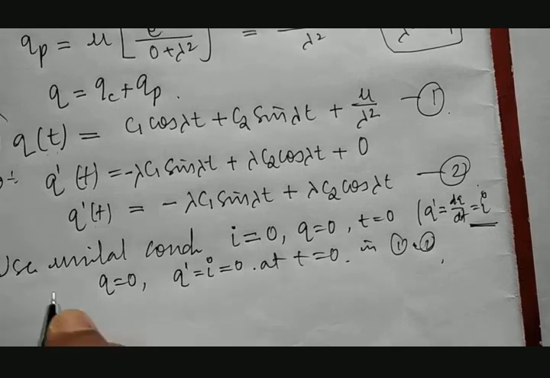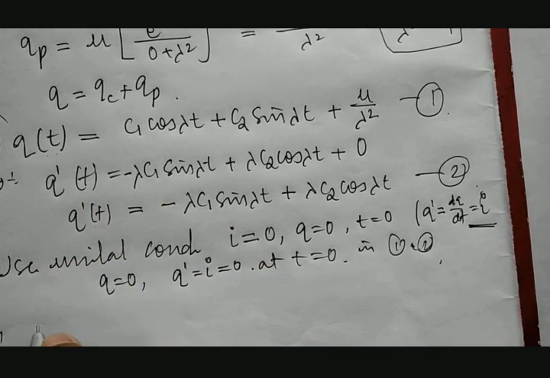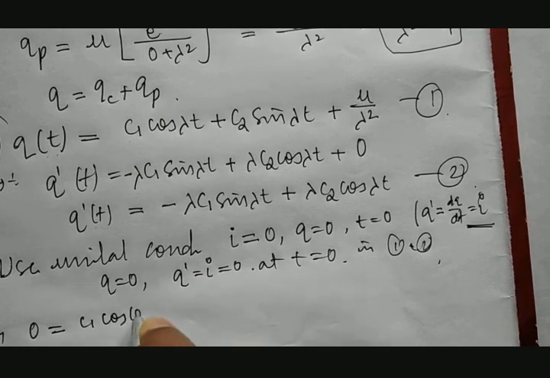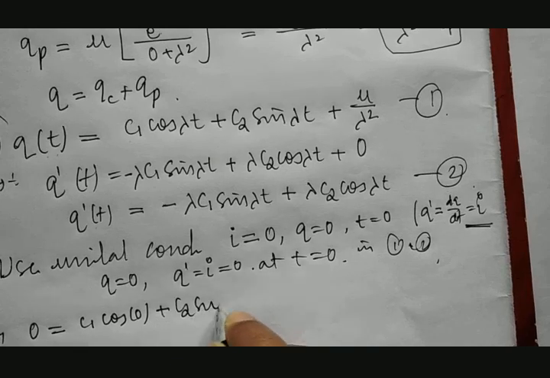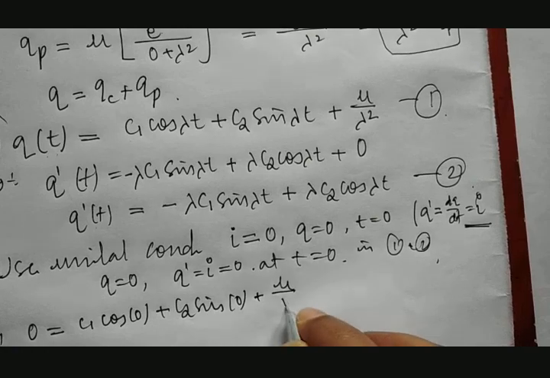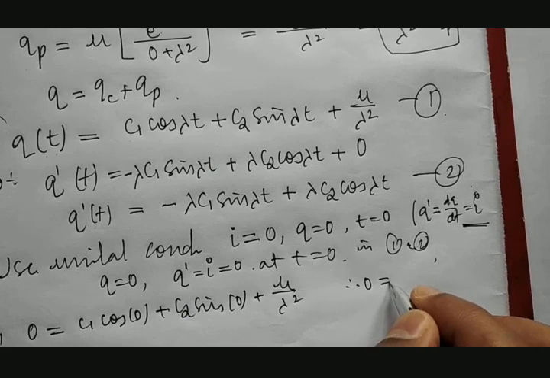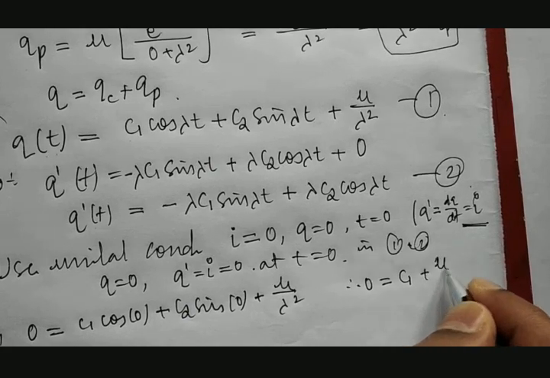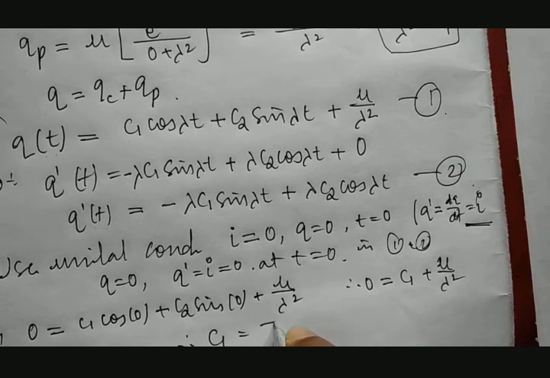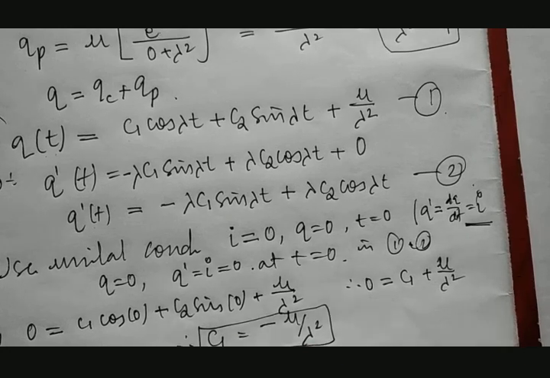Then equation number 1 becomes: q is 0. So 0 is equal to C1 into cos 0 because t is 0, plus C2 into sin 0, because this is 0, plus mu by lambda square. Therefore 0 is equal to C1 plus mu by lambda square. Therefore C1 is equal to minus mu by lambda square. So we got a value of C1.